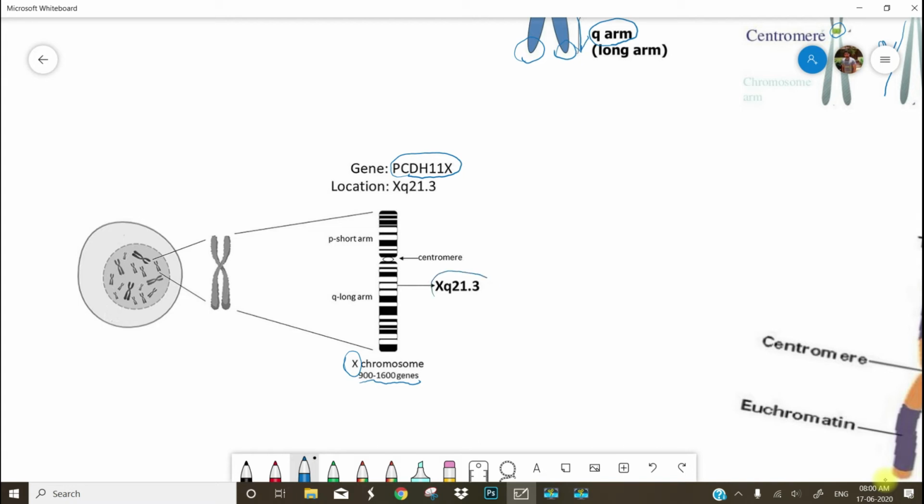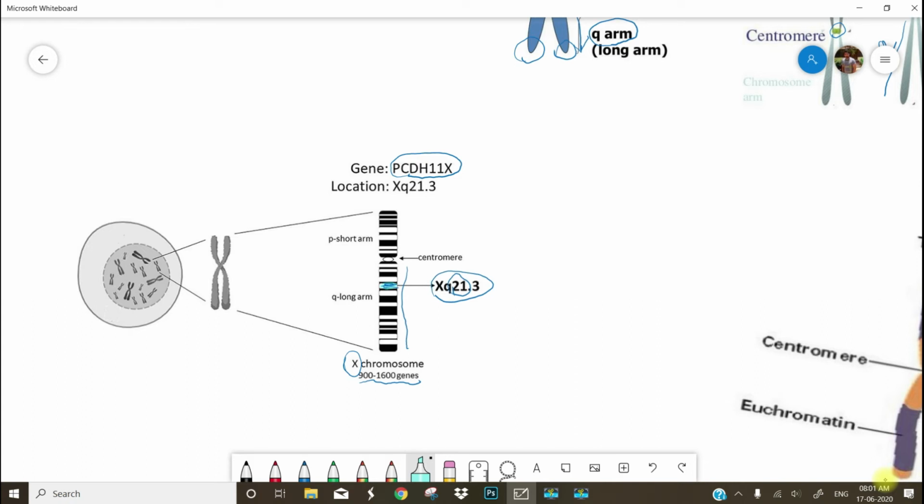I'm going to interpret this location. It is written as X, that is the X chromosome, and Q is there, that means it is located in the long arm of the X chromosome. And what is this 21? Actually, the 21 is the region of the Q arm, or the long arm. This is the 21st region. Let me mark it with a marker.